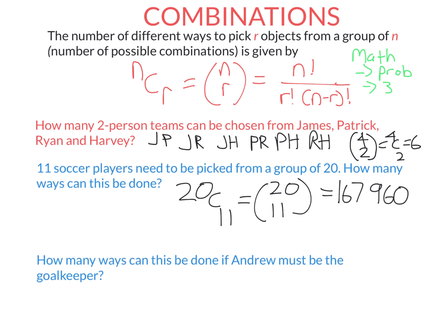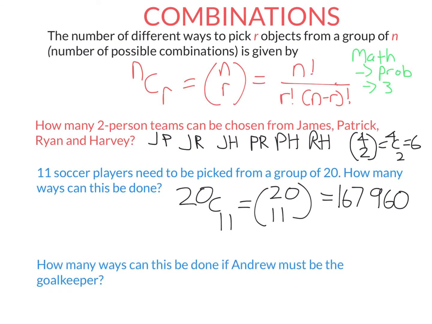In this question, it's just saying how many ways can it be done if Andrew is the goalkeeper? How many ways can it be done if one of these 20 players is going to be the goalkeeper? Well, there's 19 other players to choose from, and you need to choose 10 of them to form the rest of the team. So it's 19C10, and again, we put that in our calculator, we get 92,378. Massive number.